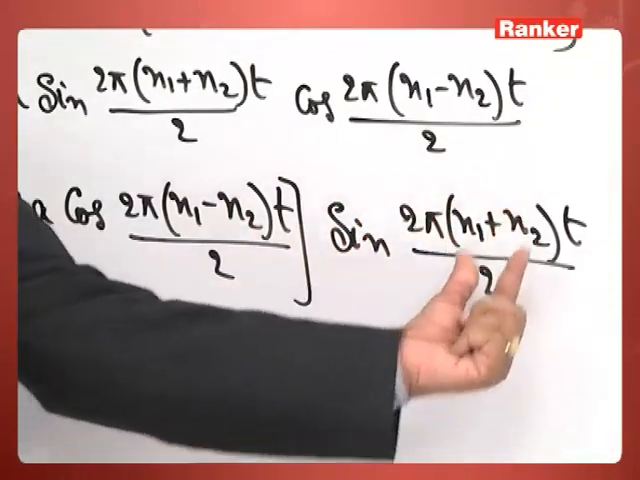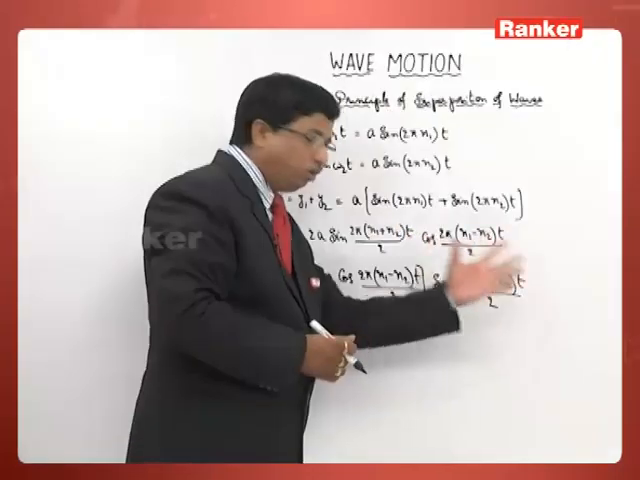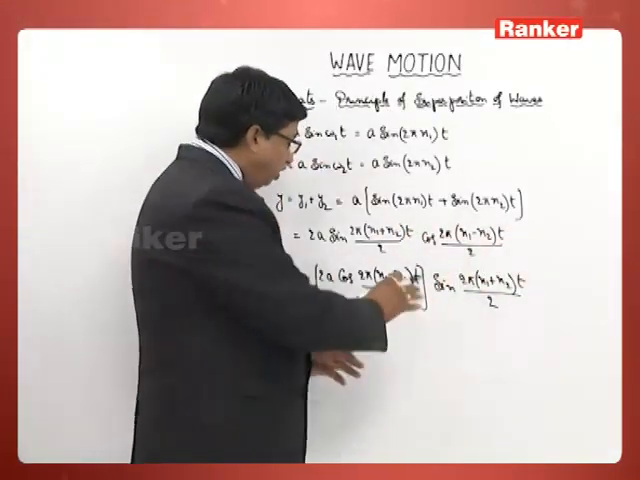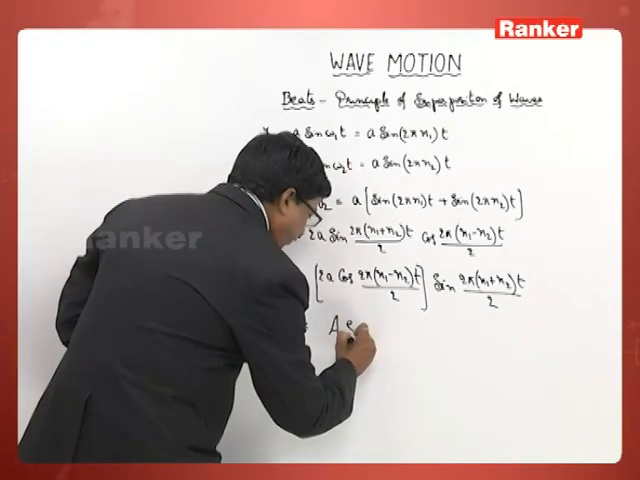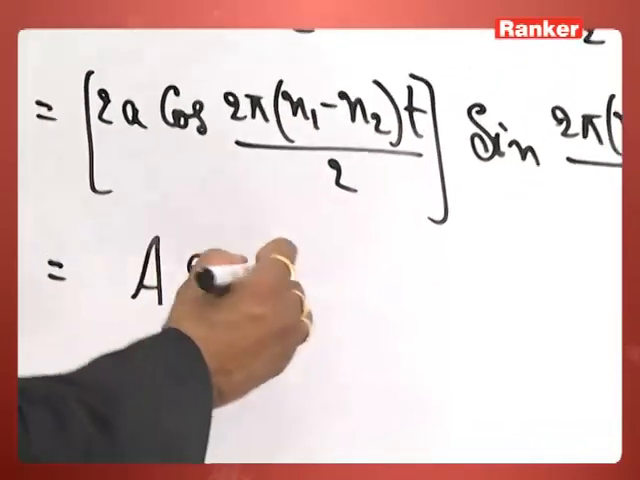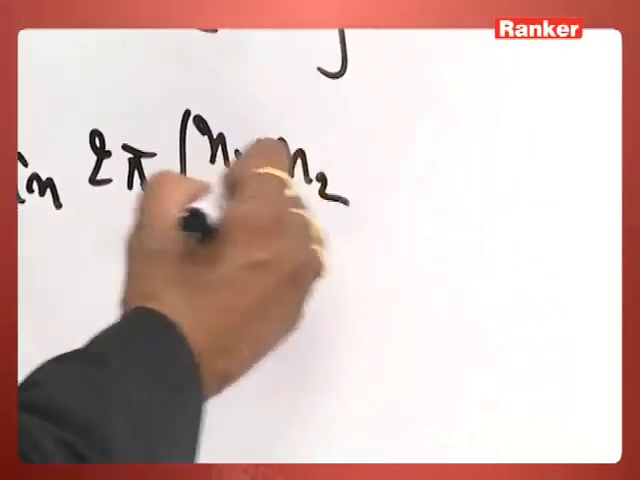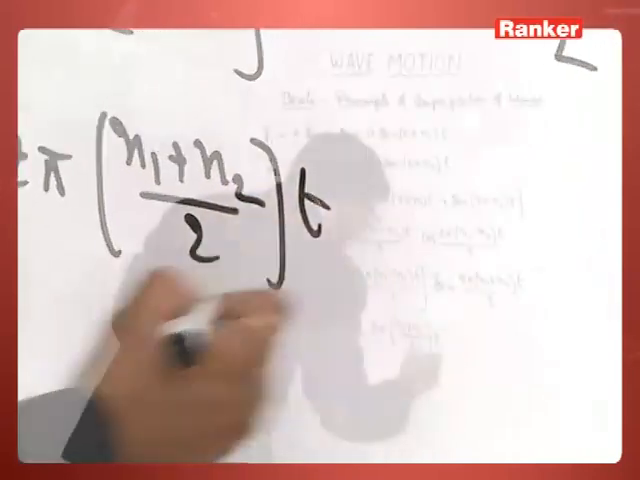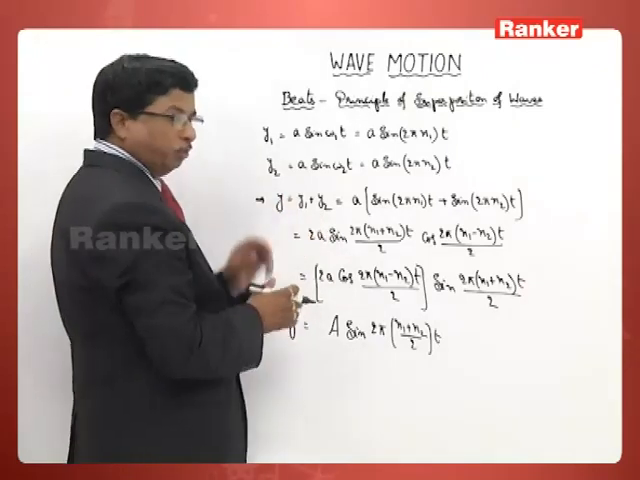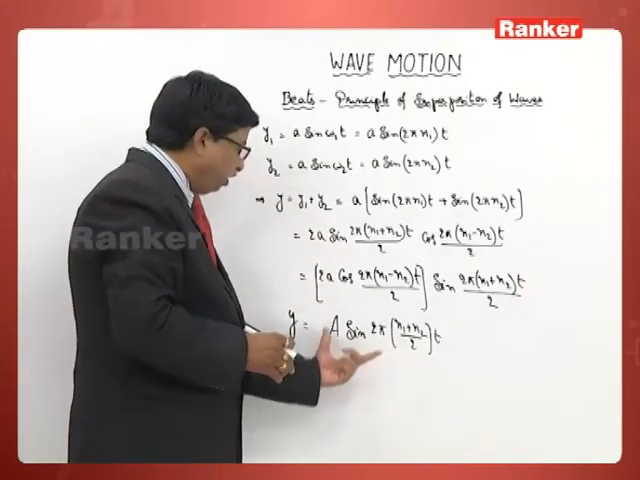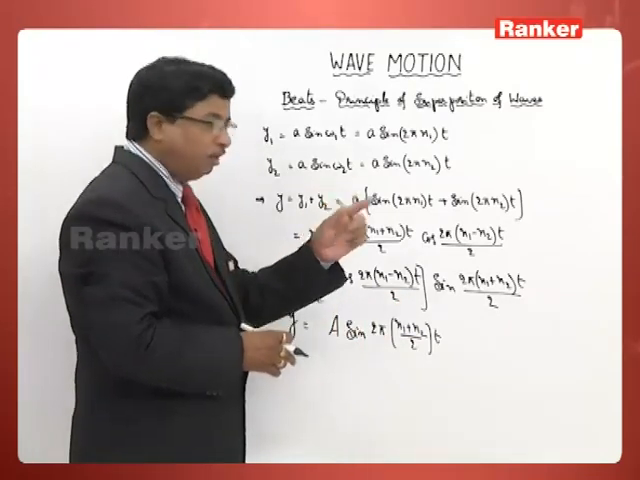2 pi omega t, that is 2 pi n into t, that omega t becomes now 2 pi n into t. So when we just look at this equation directly, this can be rewritten as a sin 2 pi into n1 plus n2 by 2 into t. This is equivalent to the resultant displacement of the wave. But one can understand here that this total term represents the amplitude of the resultant wave.